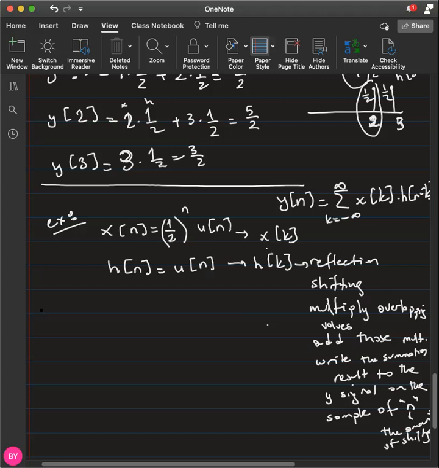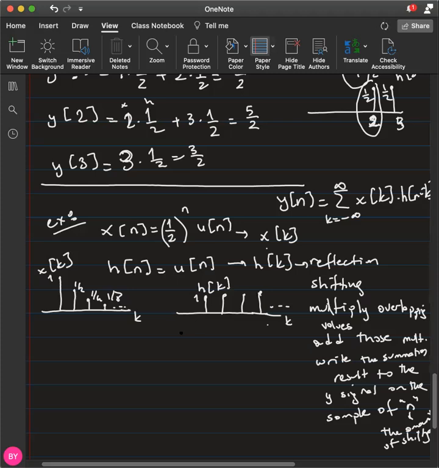First step. Now I'm going to draw x of k. It is 1 here, 1 over 2, 1 over 4, 1 over 8, and so on. This is k. This is x of k. So what is h of k? Everything is 1 because it is u of n, u of k. This is h of k.